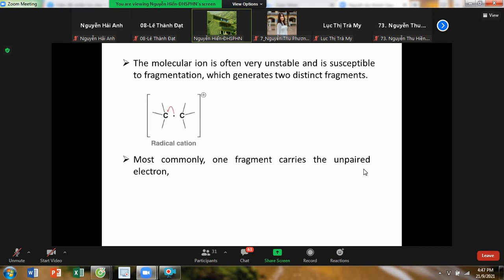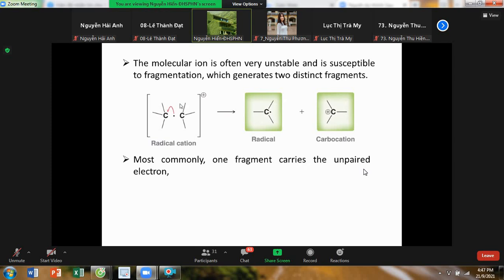Because you have an unpaired electron in this intermediate, it is very unstable and it is going to be further fragmented. And when it is fragmented, it will generate two different fragments. The first fragment has an unpaired electron, a radical, and the second fragment has a positive charge, a carbocation. So the total charge and electrons of the two fragments should equal the electron and charge of the radical cation.